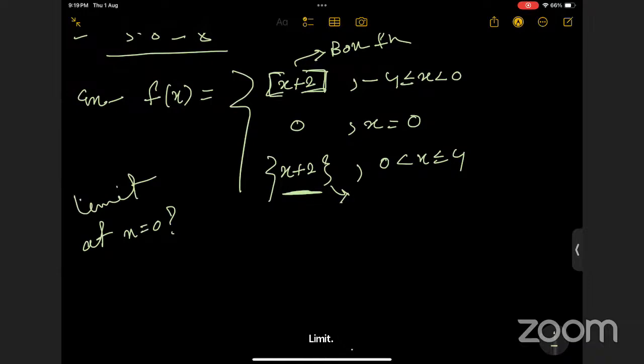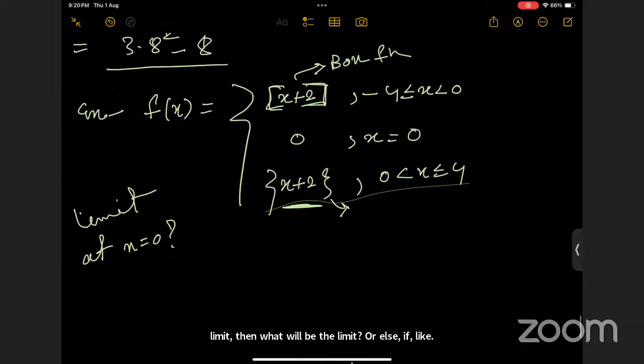What do you think? At the point 0, does the limit exist or not? Here again, we have to consider the left-hand limit and right-hand limit, right? Yes, ma'am. So try to solve it. If there is a limit, then what will be the limit? Or else you have to comment on whether the limit exists or not.